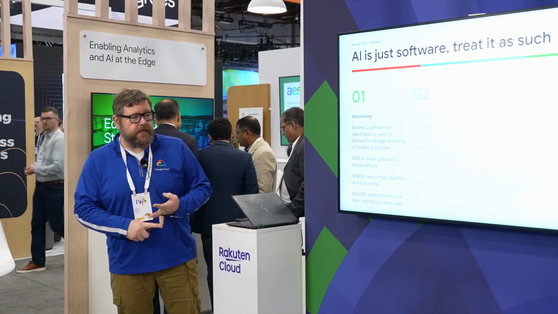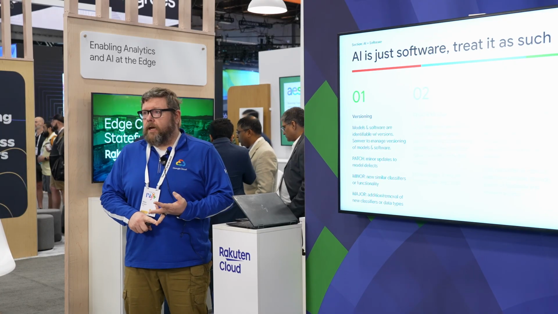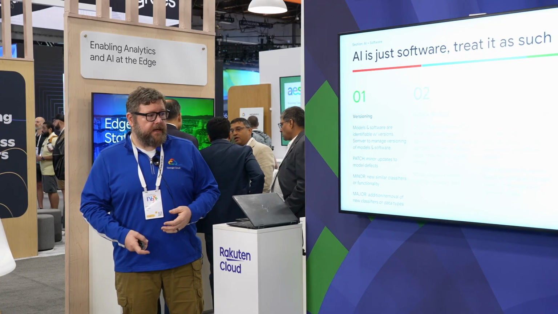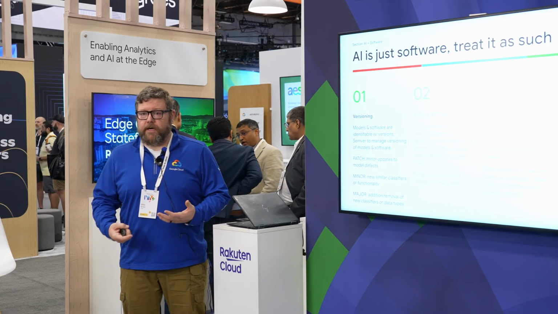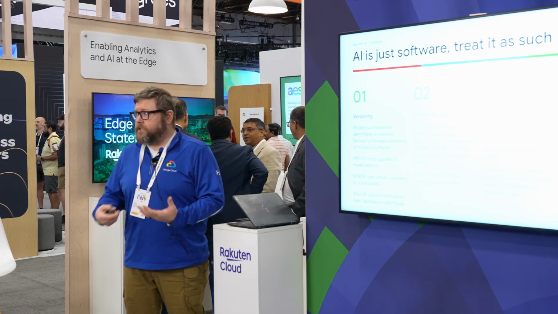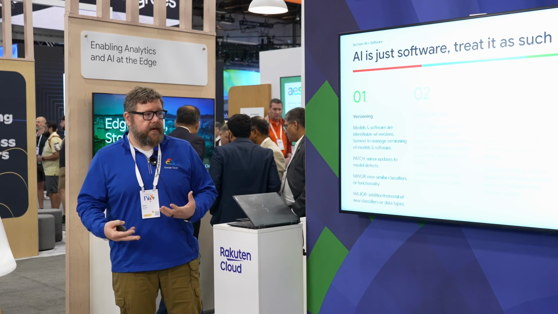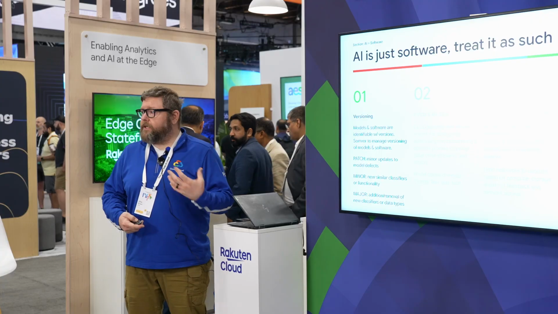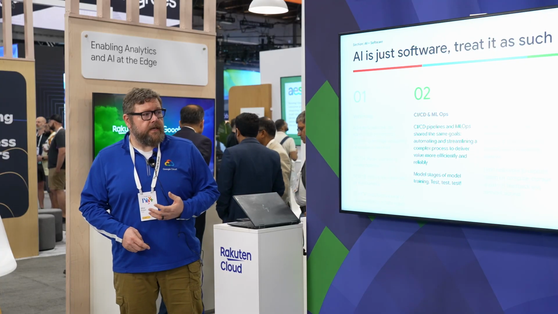A patch is where, oops, I maybe have a small defect I want to improve on in my model, or in my software, same thing. A minor would be, let's add new classifiers, or maybe I'm now looking for new items that need to exist in my model. And a major would be major deprecations or major additions and functionality change.